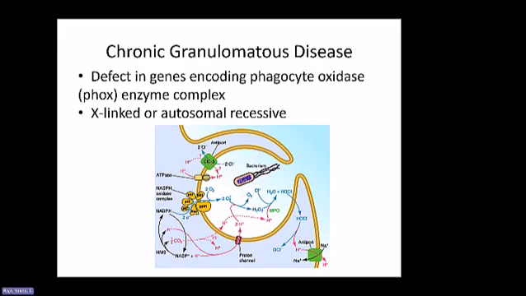Okay. All right, moving on to CGD. This is a defect caused by defect in the genes encoding this enzyme complex called phagocyte oxidase, or PHOX, that is present in the phagolysosome, also called NADPH oxidase complex. It has various components, as you note here, the names written up here, and the most common form is the X-linked, which is caused by gp91 defect, versus the others are autosomal recessive.